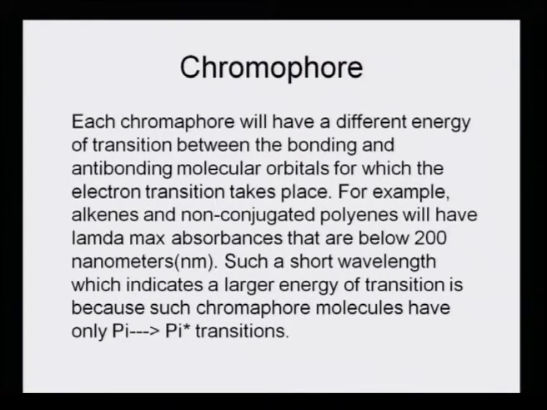lambda max absorbances that are below 200 nanometers. Such a short wavelength, which indicates a large energy of transition, is because such chromophore molecules have only pi to pi star transition. So, what does it mean? That each chromophore definitely has a different energy content because of its chemical environment between the bonding and the anti-bonding molecular orbitals for which the electron transition can take place.